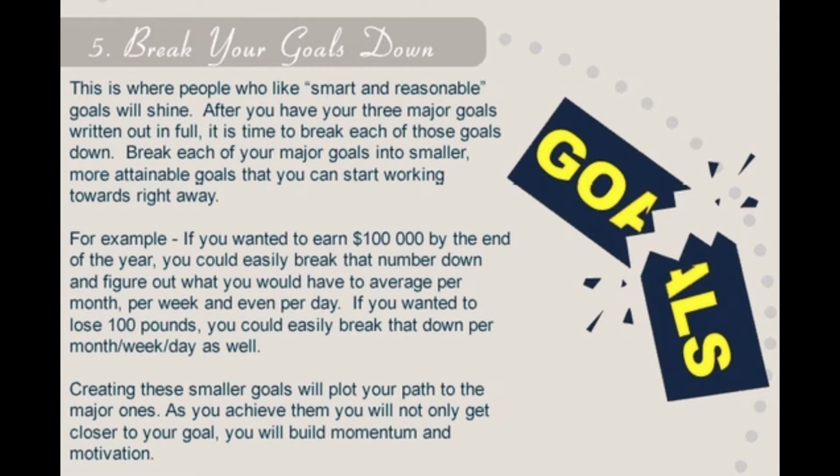5th, break your goals down. This is where people like to get smart and reasonable with goals. You have 3 major goals that you've written out, break them into smaller and more attainable goals. For example, you want to earn this amount of money by the end of the year. You need to break that number down to a figure which you can achieve per month, per week, per day, and bring it down to just understanding the great concept of what a smart, reasonable goal is. Like taking a big dream and making it attainable.